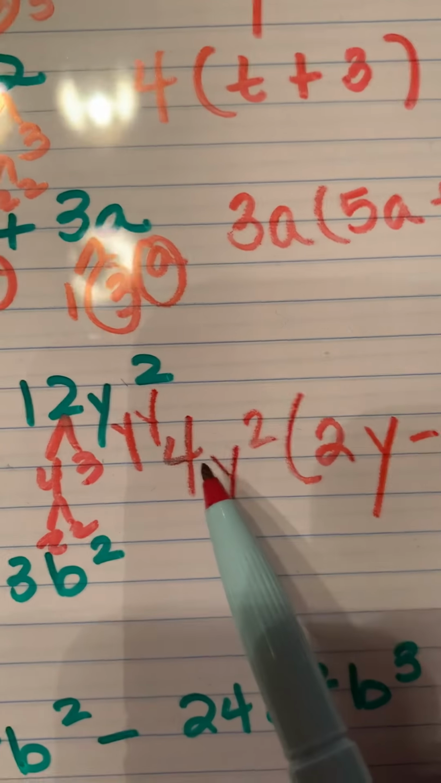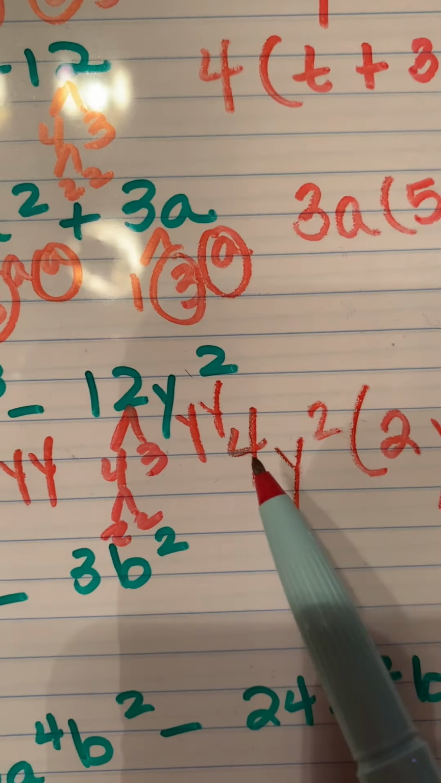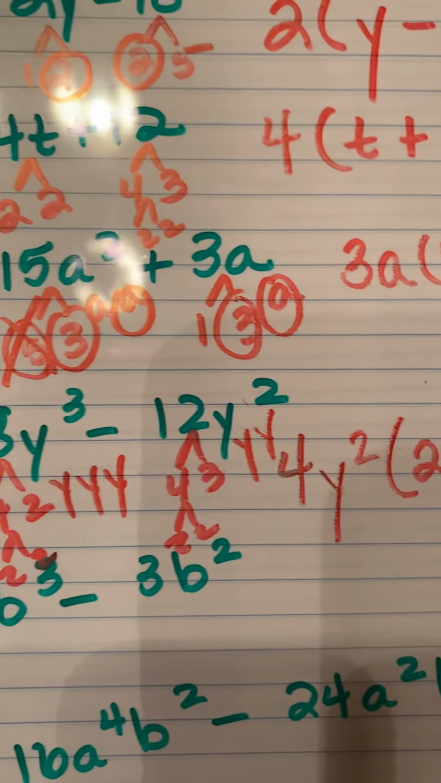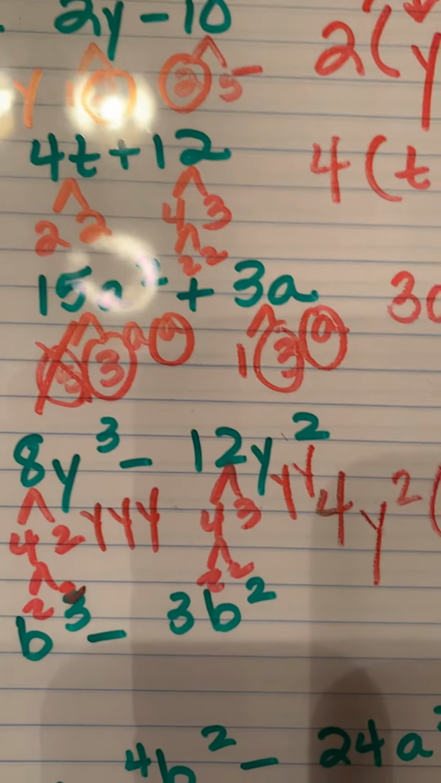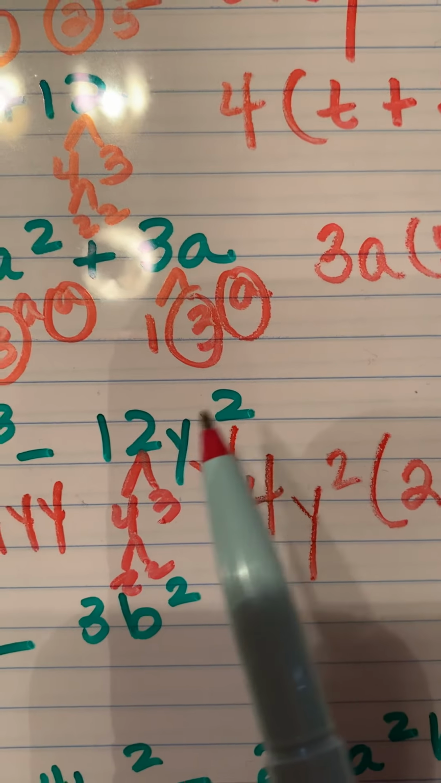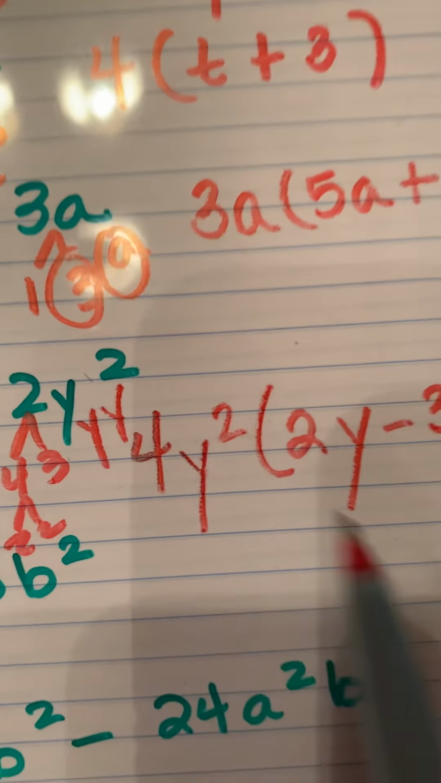I'm thinking of my timetables. I have 4, but I need 12. 4 times what would give me 12? 3. Do I have enough Y's? Yes, you do. Because here, you need 2. I have 2. This is your answer.